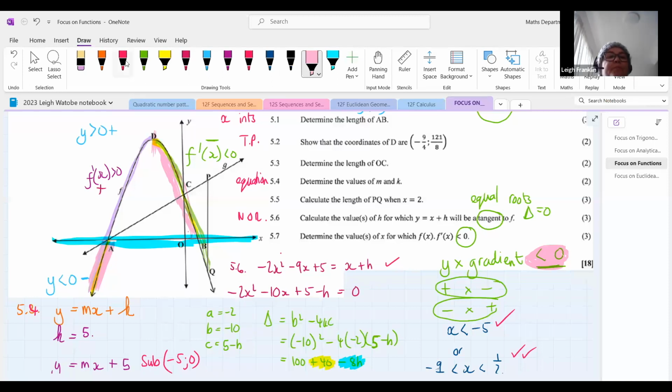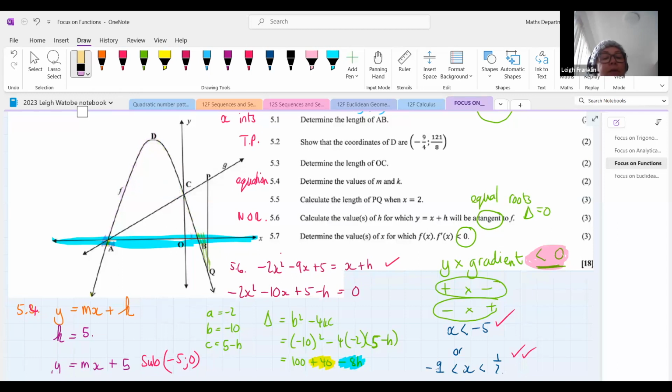Ma'am, sorry, I didn't raise my hand. So essentially, if I can simplify this, we were looking for where the gradient and the y have opposite signs. Correct. On both halves of the function. Correct. That's exactly what you are doing.